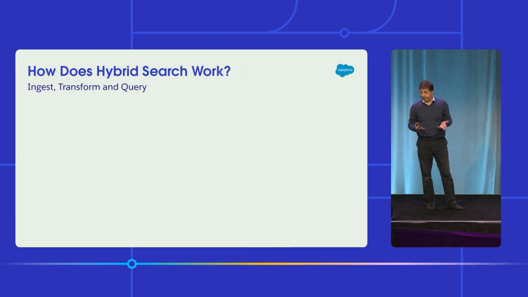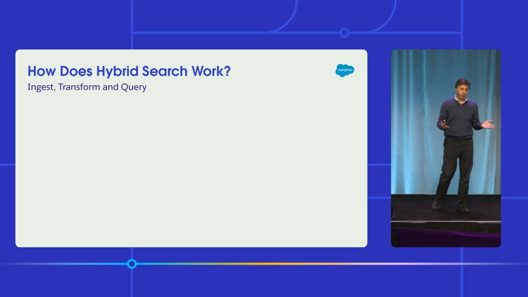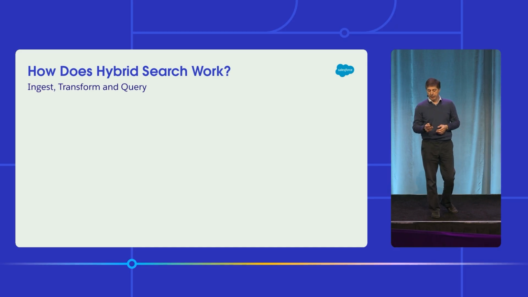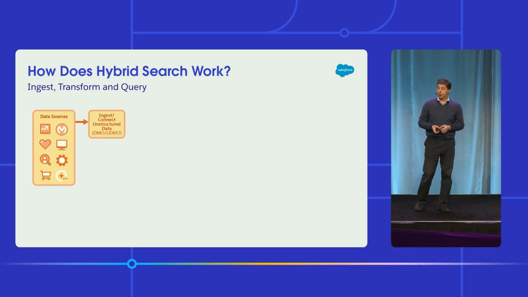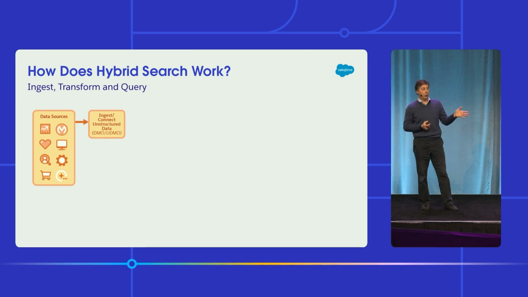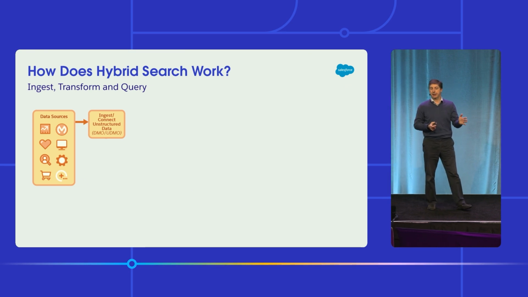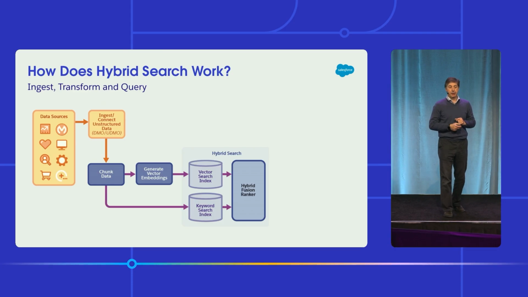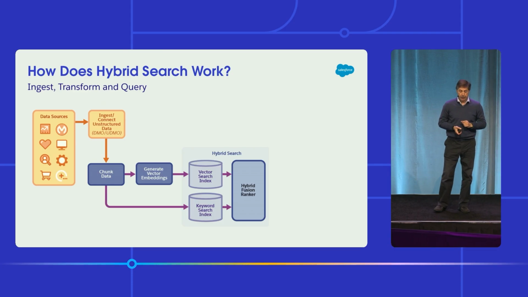How do you use it? There are three main steps to use hybrid search. The first one is you have to have your information in Data Cloud, in a DMO or UDMO. That's the first step. The second step is to create a search index.